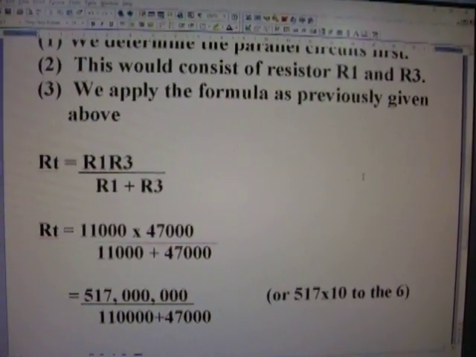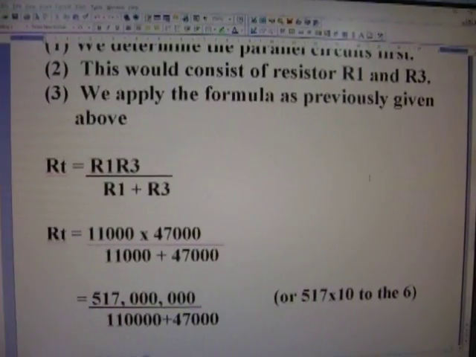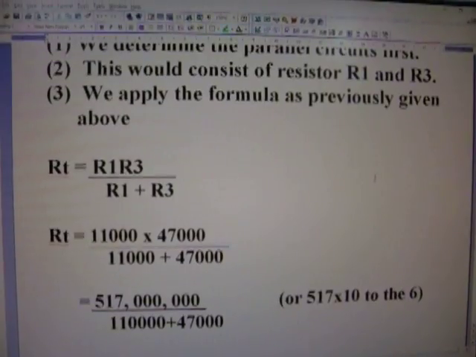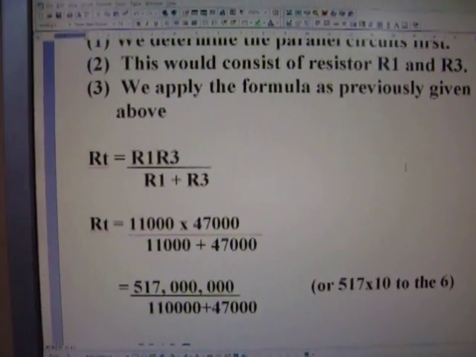Now RT equals 11,000 times 47,000 over 11,000 plus 47,000. That gives us 570 million divided by 11,000 plus 47,000.